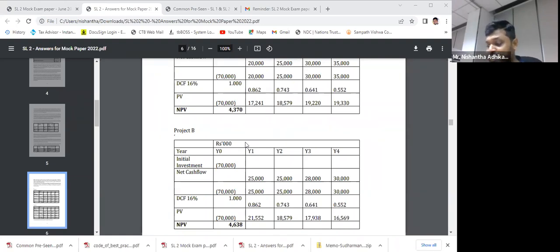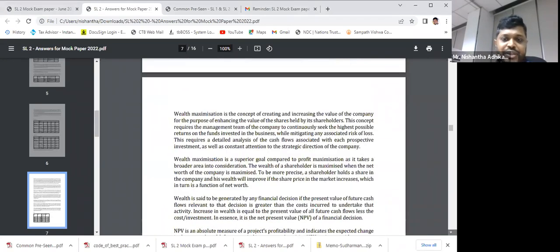Then you have to explain, assuming the period is different, how you are going to make a decision, right? If the initial investment is different, how are you going to make a decision? Likewise, you have to explain that project B should be selected. I am not going to explain. I am a very simple person, but here it has given a long answer.